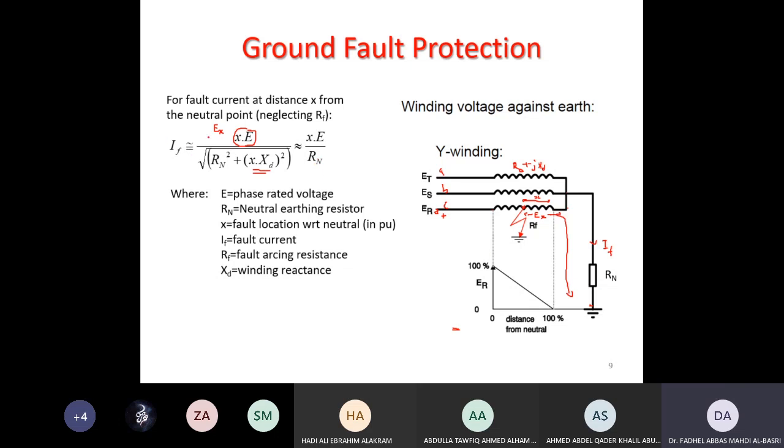From which I can design, if I want my fault current to be limited to 10 ampere, I have to use, let's say, rated voltage divided by resistance. This is when you want to design the value of this. I would use not X times E, I would do the phase voltage divided by Rn. That gives me 10 ampere limited current in the ground.